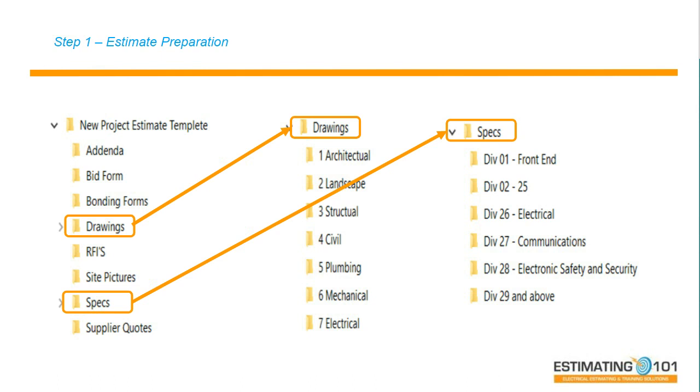Same way in the specifications. I have a spec folder, but I also break it down by Division 1, Divisions 2 through 25, and then I break out Divisions 26, 27, and 28. So I can isolate those electrical spec sections so I can provide those spec sections to my suppliers and get the exact quotes, and I can review them to make sure that I get it right.